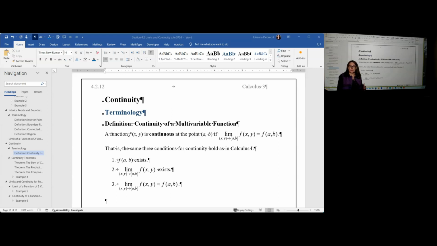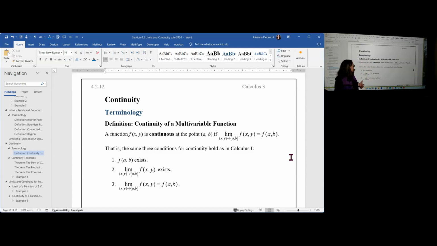Now that we've discussed limits at both interior points and boundary points, we're ready to talk about continuity. The definition of continuity for a multivariable function is very similar to the definition of continuity that we saw in Calculus 1. Let's go ahead and take a look at the definition of continuity that we see here. A function f of x y is continuous at the point a comma b if the limit as x y approaches that specified point a b of the multivariable function is equal to f of a b.